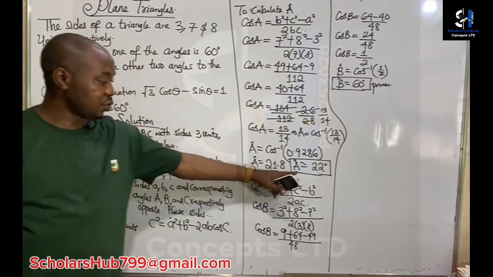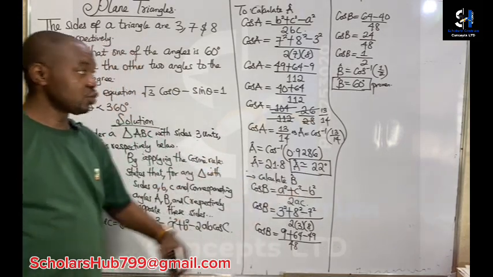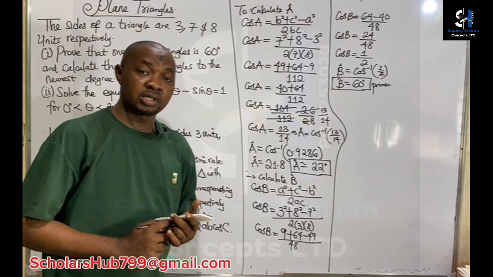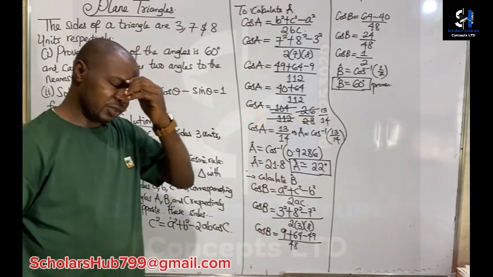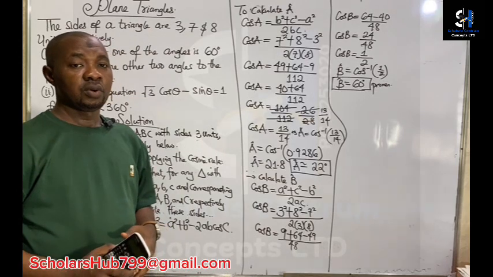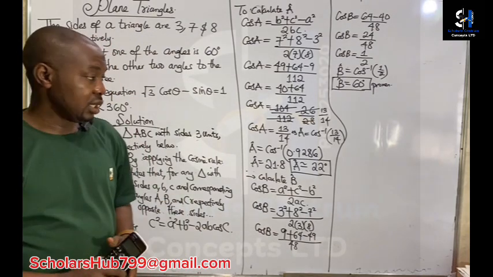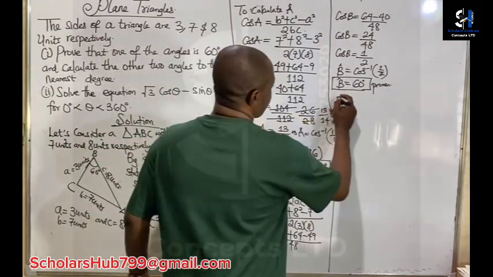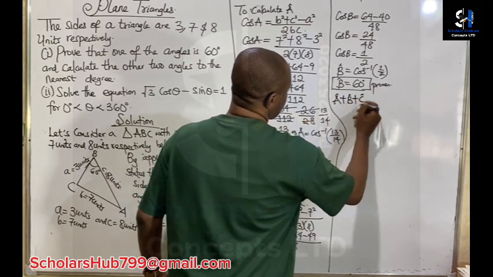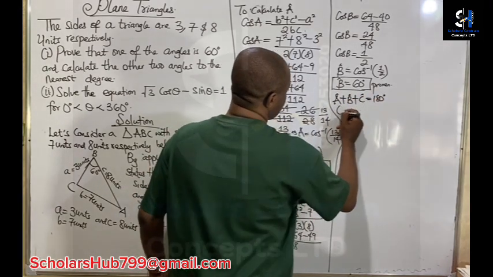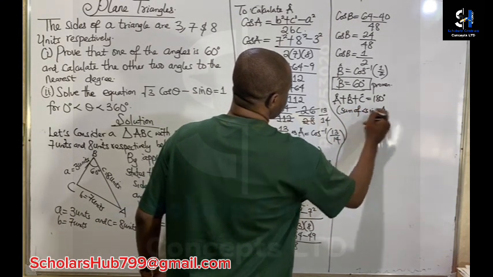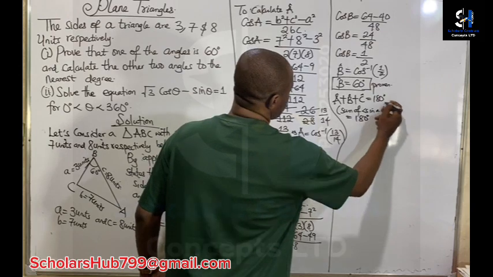Now remember that we also need to calculate the other two angles. So we calculated A. Now we need to calculate C. So we're going to use one of the theorems of triangles, that is, the sum of angles in a triangle adds up to 180 degrees. So that means we're going to use angle A plus angle B plus angle C equals 180. The sum of angles in a triangle is equal to 180.